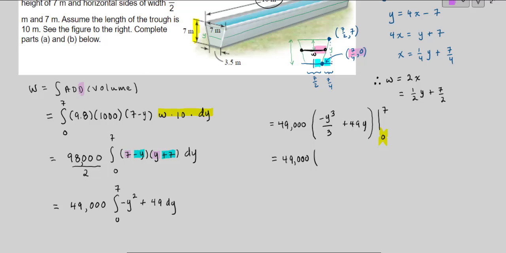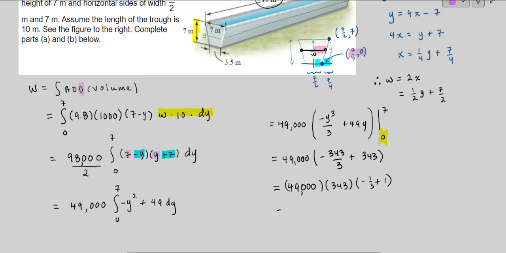Plugging in the 7 is going to give us negative, let's see, 7 cubed is 7 times 7, which is 49, times 7 is 343. So we'll have negative 343 divided by 3. And then when we plug in 7 there, we have 49 times 7, which again is 7 cubed, which is 343. We can factor the 343 to the front. So I'm going to think of this as 49,000 multiplied by 343 multiplied by negative 1/3 plus 1. Negative 1/3 plus 1 is 2/3.